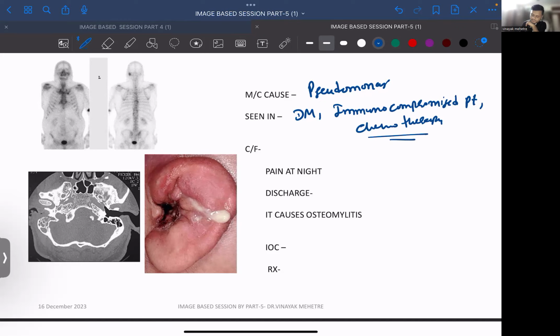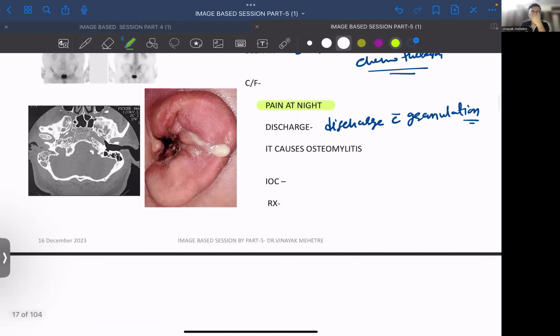Clinical features: what are we getting? Discharge from the ear with what? Granulation, right? With granulation. And there is one specific feature of pain. Pain at night. The patient will have ear pain at night. ठीक है?